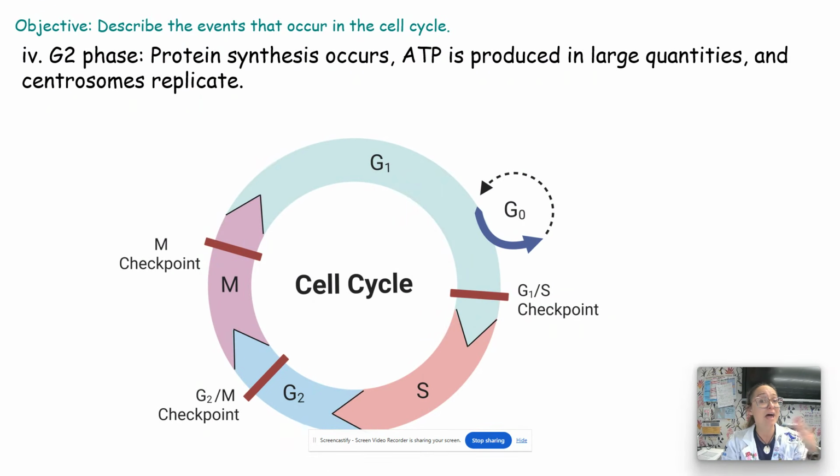M phase is where the cell actually divides, and you can imagine we're dividing an entire nucleus and then separating the cytoplasm. That's going to take a lot of ATP. Now, centrosomes are going to replicate during G2. Centrosomes are what eventually send out spindle fibers during M phase.